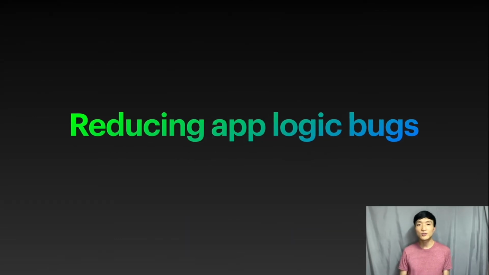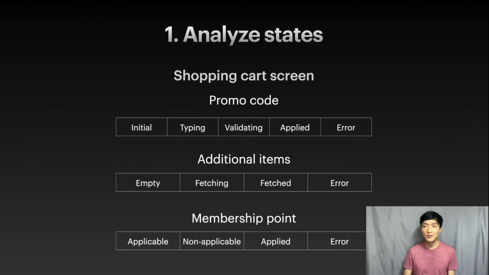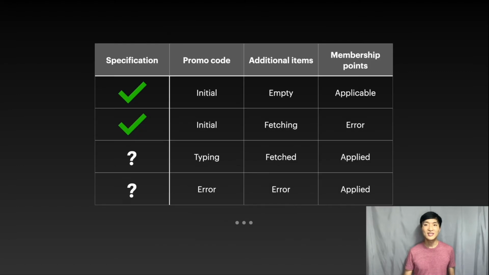So how do we reduce app logic bugs? First, we need to analyze states the UI can be in. For instance, shopping cart screen has multiple elements, and each element has their own set of state. With these, we can construct a table with combination of them. In this table, first 2 cases are covered with specification and testing, but the latter 2 were not considered enough. Usually this is where the logic bugs are. The more combinations of state we cover, the lesser chance of logic bugs existing.